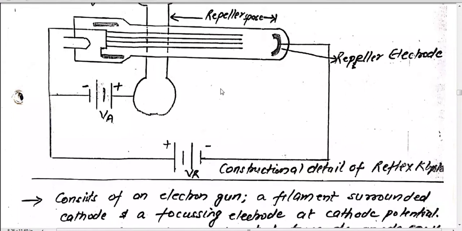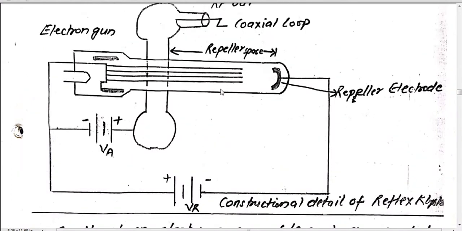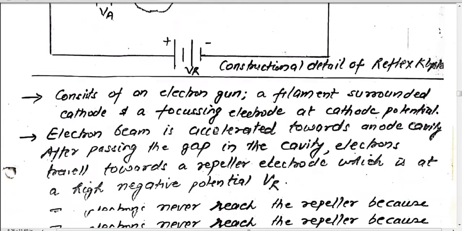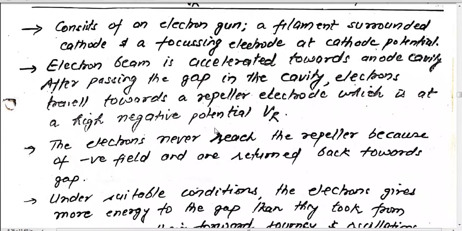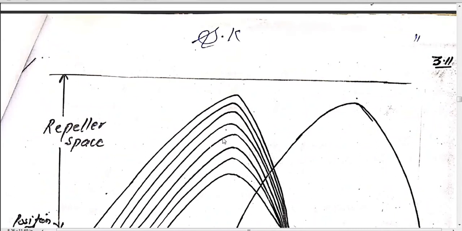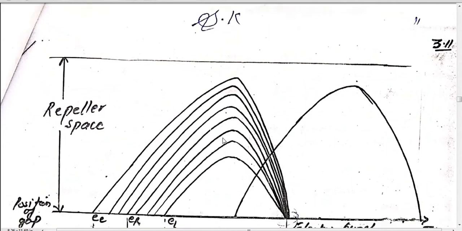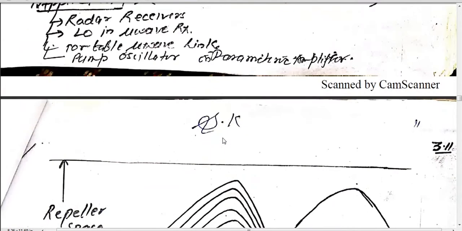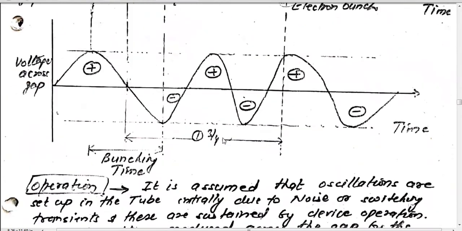So this is the construction part of the reflex klystron. This is the construction detail of this tube. Now we are going to see how this is going to work, how this is going to operate.